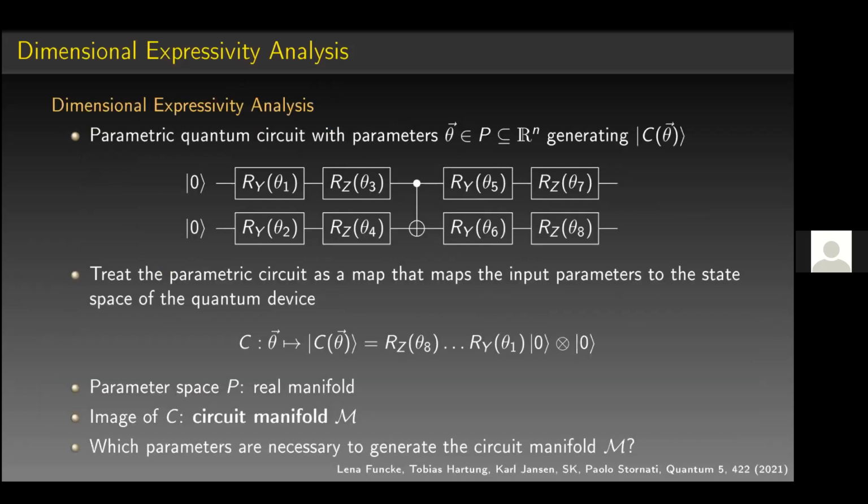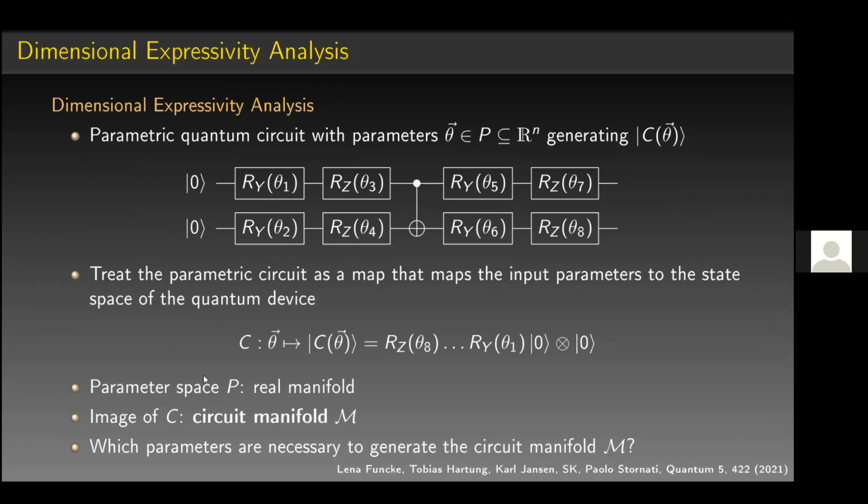So how does this work? Let's start with a simple example. I have a parametric quantum circuit here composed of rotation gates and a CNOT gate. This parametric quantum circuit takes a bunch of real parameters, chosen from some subspace of R to the power n, and generates some state C of theta. So from a mathematical point of view, I can interpret this parametric quantum circuit as a map taking a real input vector and mapping it to the complex state space, phi of theta.